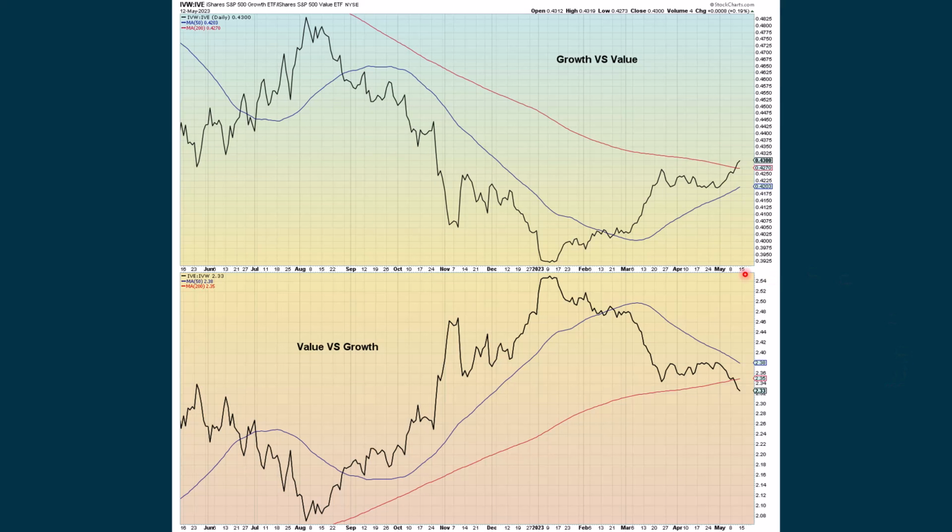This chart just compares growth with value, where growth is still in an overall downtrend, but it's making a big improvement.